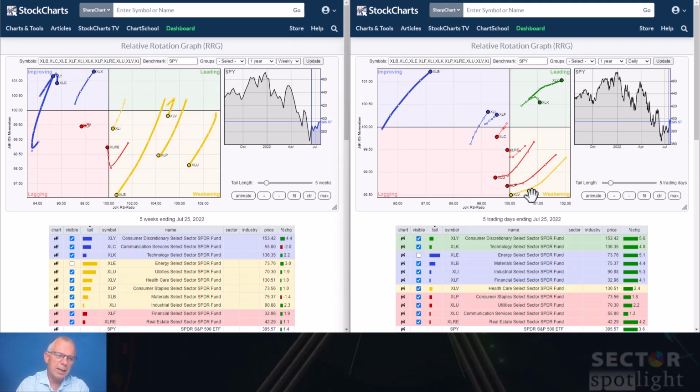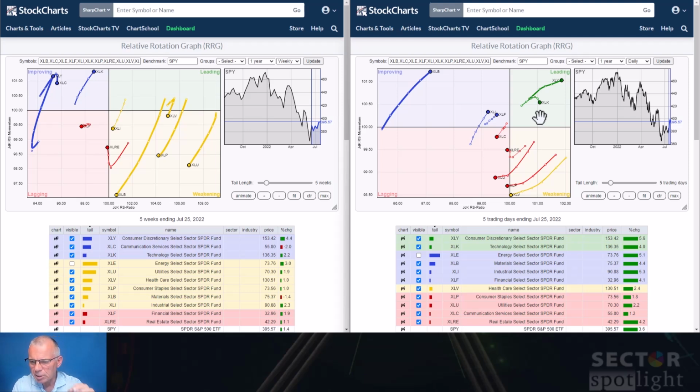On the other hand, we have discretionary and technology inside improving on the weekly RRG at a strong heading. And we see that back here on the daily RRG, where both discretionary and technology are inside the leading quadrant, with technology already starting to lose some relative momentum. But that is pretty much confirming the rotations as we see them on the weeklies.